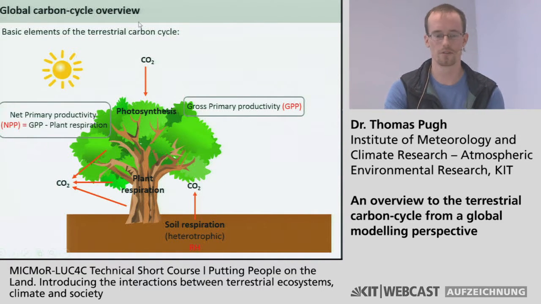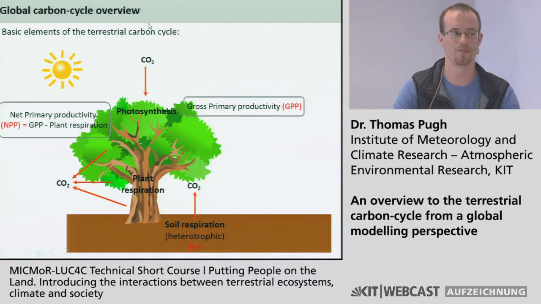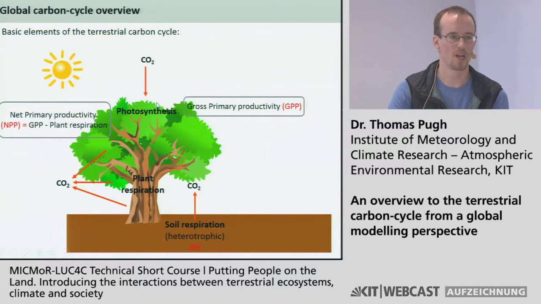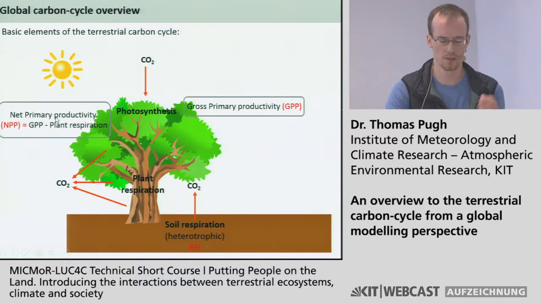So I'll just start by going through the basic elements of the terrestrial carbon cycle, a couple of definitions which are easy to get confused. So obviously we have the uptake of CO2 by the plants. This is photosynthesis. And then some of this CO2 is quite rapidly returned to the atmosphere through plant respiration. When we term that photosynthesis, it's gross primary productivity, so that's one of the definitions. And the net of the plant respiration and the photosynthesis, we term the net primary productivity, which are two terms you'll hear a lot in talking about the biosphere.